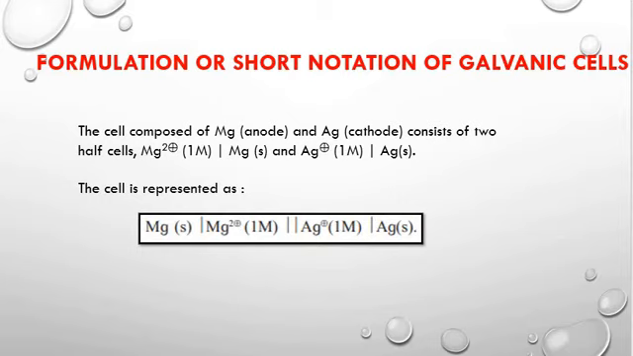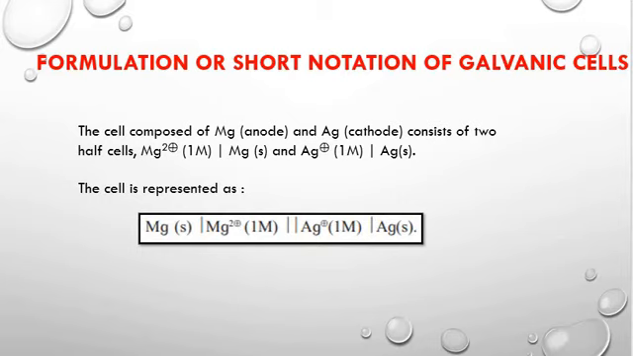Number 1. Metal electrodes or the inner electrodes are denoted by vertical line placed at the ends of the formula of short notation. The anode is written at the extreme left and cathode is written at the extreme right. That means if this is the short notation, magnesium here is anode and silver is cathode.